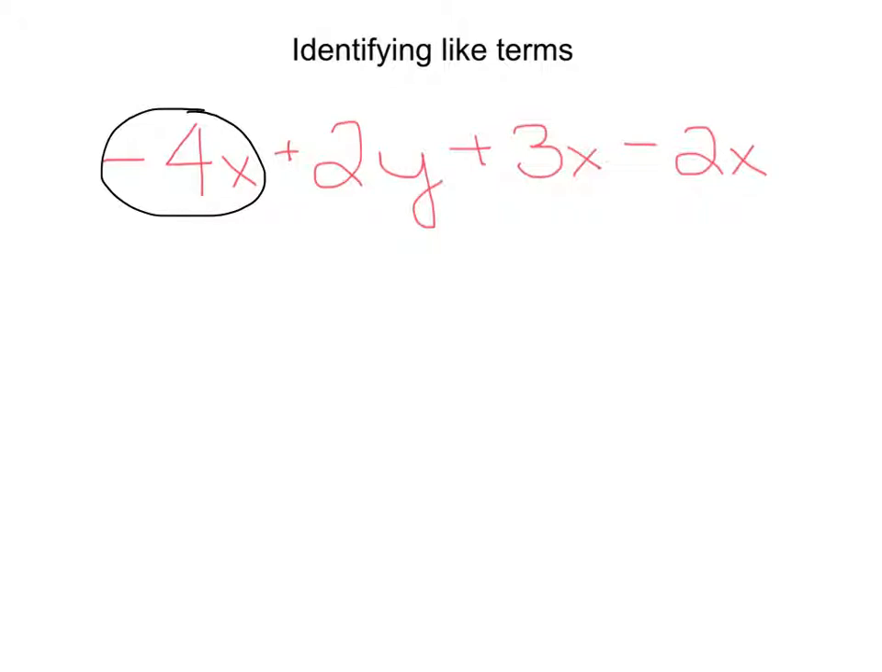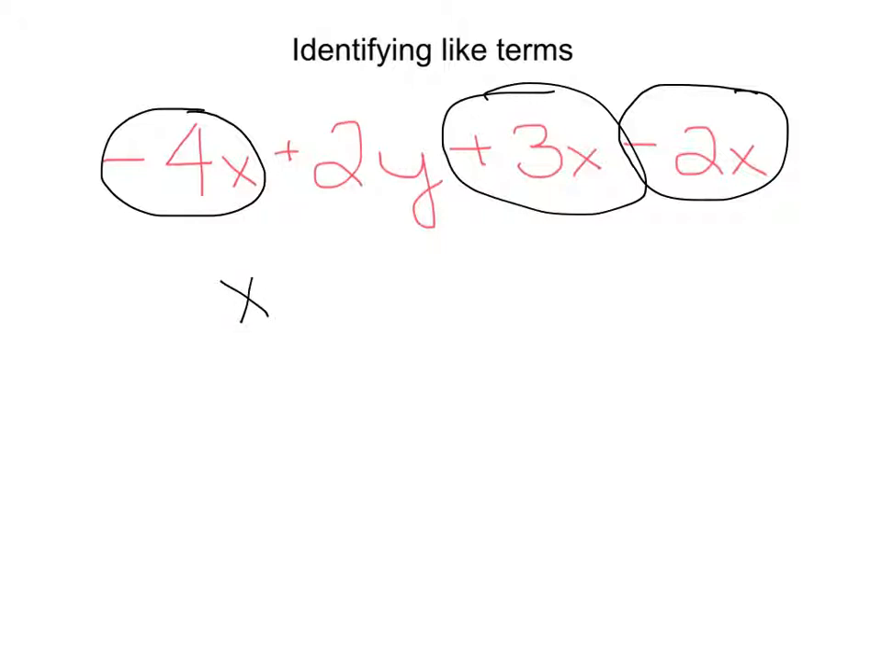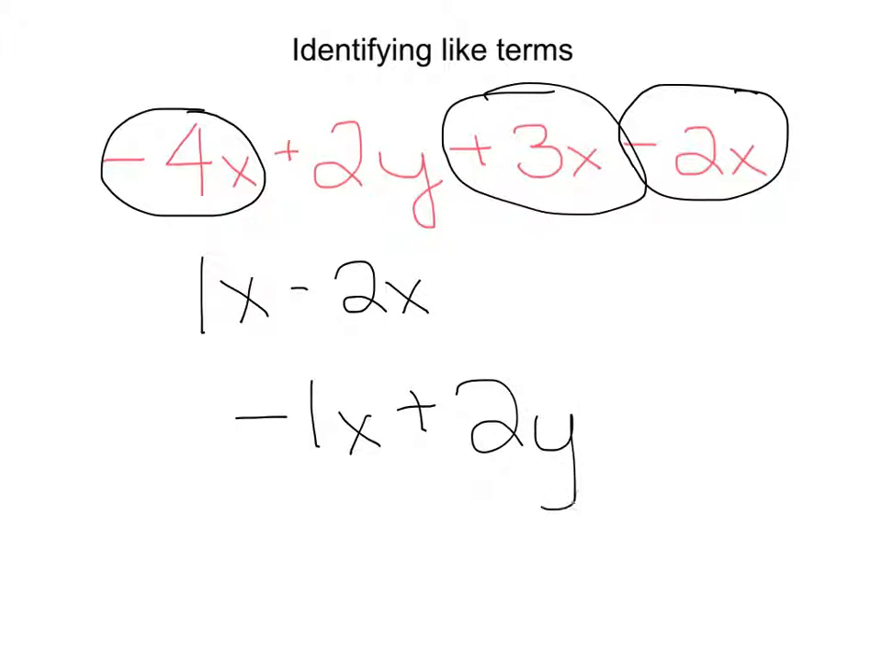So we have negative 4x, we have a positive 3x, and we have a negative 2x. So we want to combine those. So we have negative 4 plus 3, which is negative 1x, minus 2x. So negative 1x minus 2x is negative 3x plus 2y. So we identified and then we simplified.